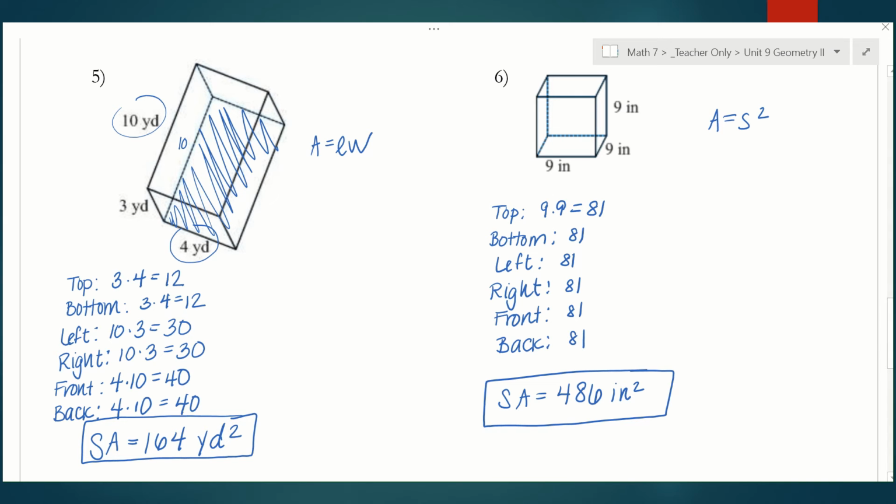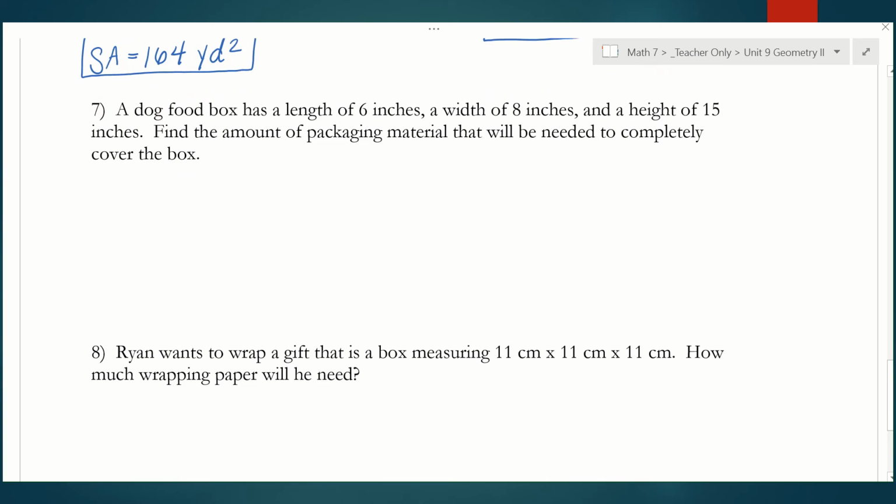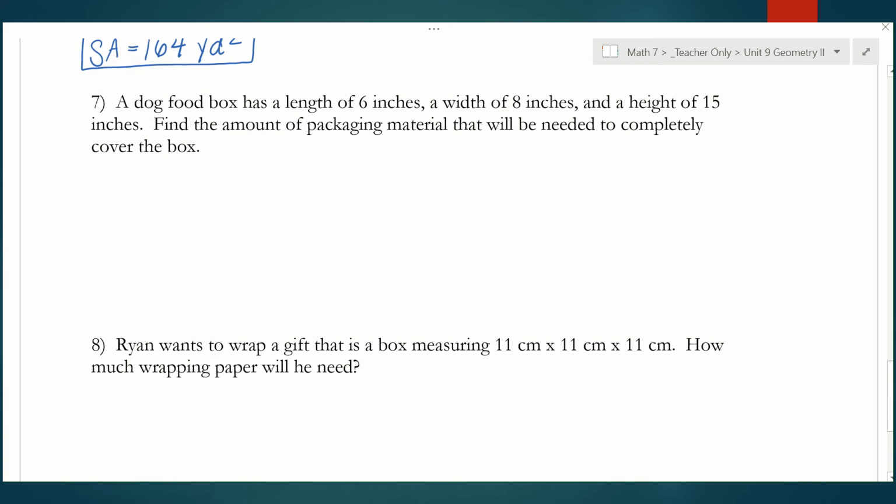The last thing we're going to do is a couple word problems. Okay, so we might be doing some drawing here, some art class. So number 7 says, a dog food box has a length of 6 inches, a width of 8 inches, and a height of 15 inches. Find the amount of packaging material that will be needed to completely cover the box.